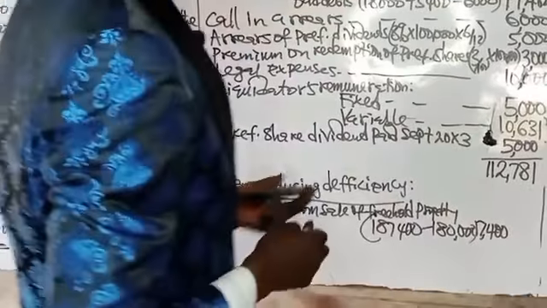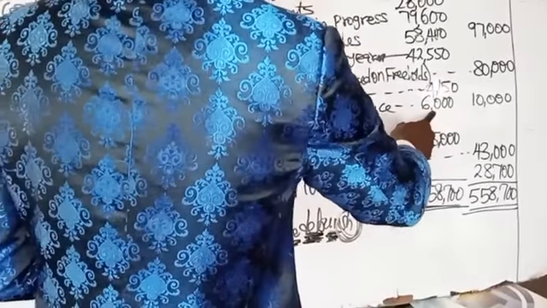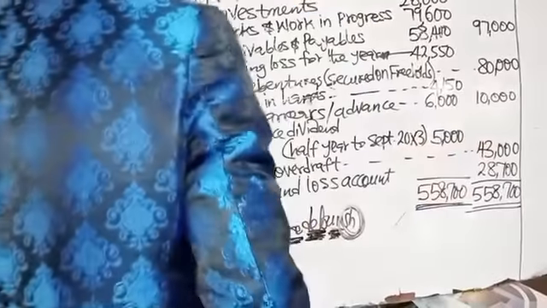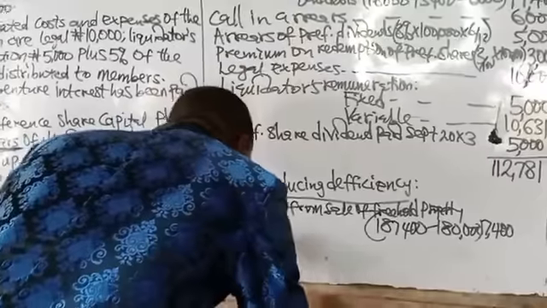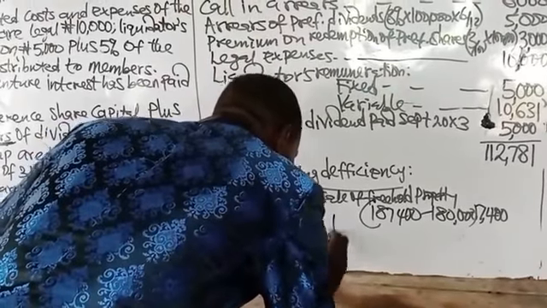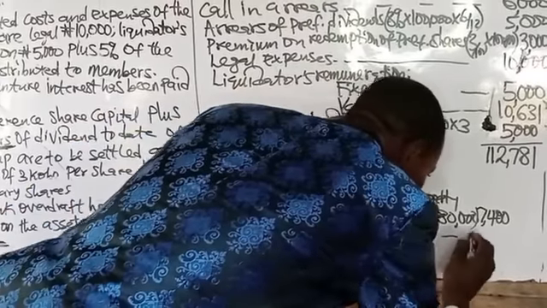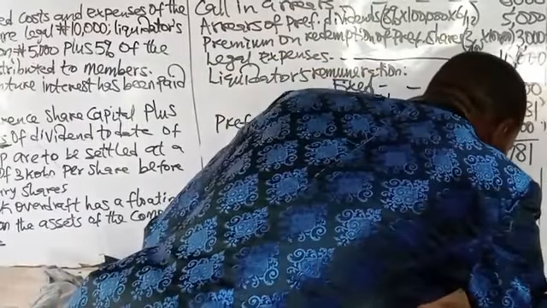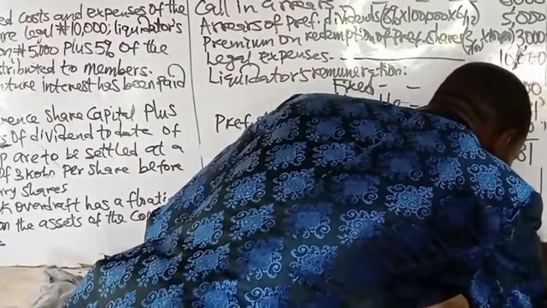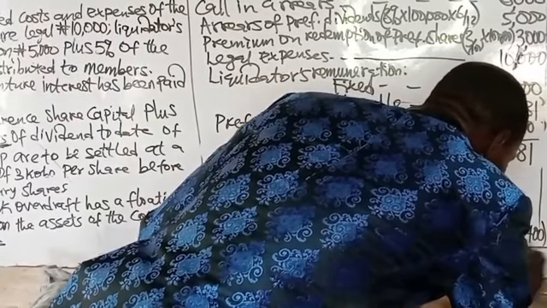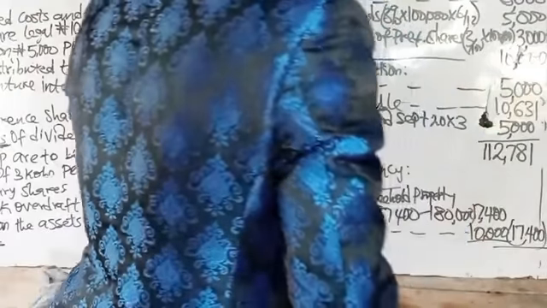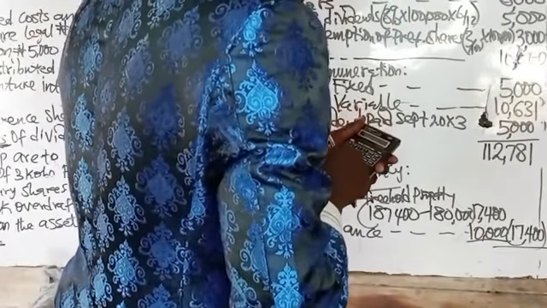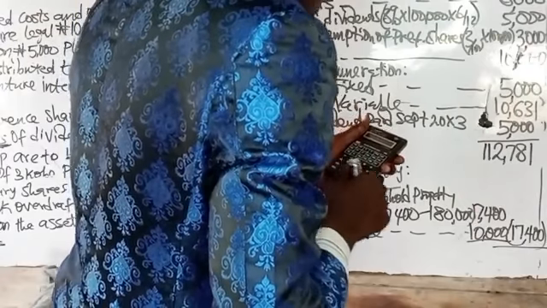Then you also have costs in arrears, stroke advance. Cost in arrears is 6,000, while cost in advance is 10,000. If you add 10,000 to 7,400, then you have 17,400. So if you subtract 17,400 from 112,781, you have 95,381.